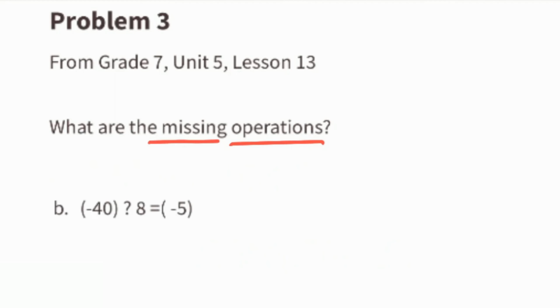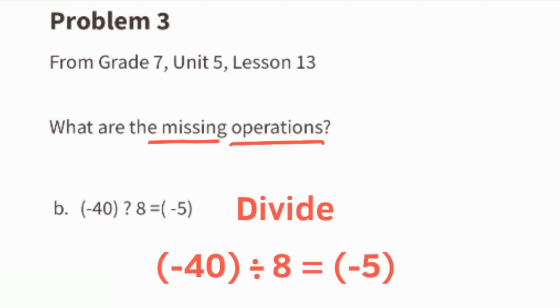B. What operation can we substitute with this question mark to make this true? Another division sign, because -40 divided by +8 equals -5.